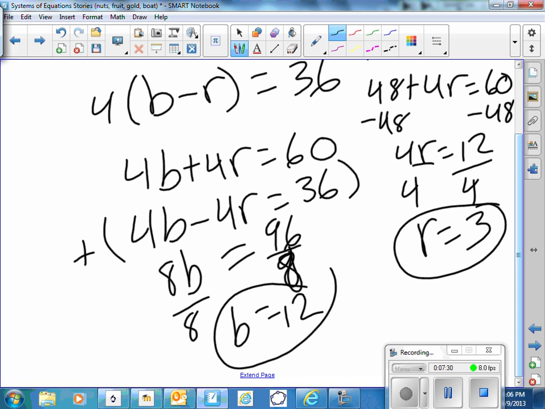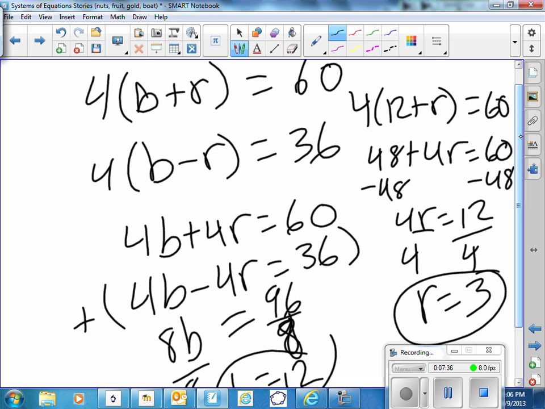Well, let's see if that works. The boat speed plus the river speed is 15. So 4 hours we could go 60 miles. 12 minus 3 going against the current would be 9. 4 times 9 is 36. That makes sense.